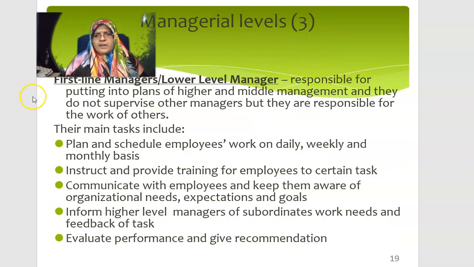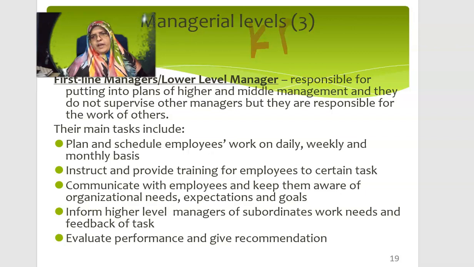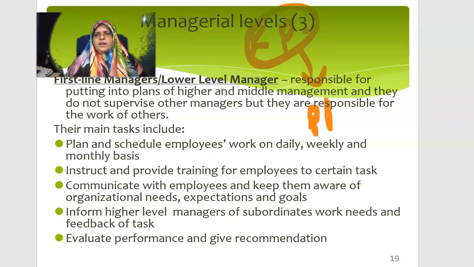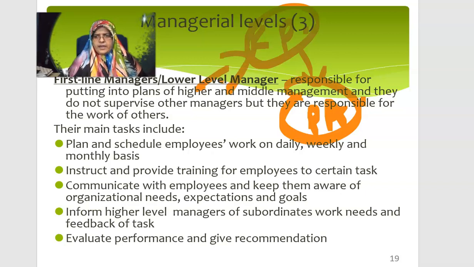Okay. So managerial level 3: first line managers, lower level managers. Here, after we have the PR, the deputy rector, we have the program coordinator, KP. And then we have the PA. That's an example. Responsible for putting into plans of higher and middle management. Usually we go to the KP, because he is the first line manager. Right? Their task is heavy too.